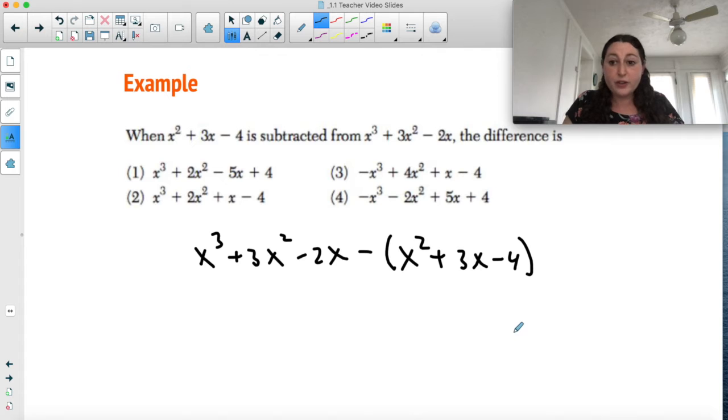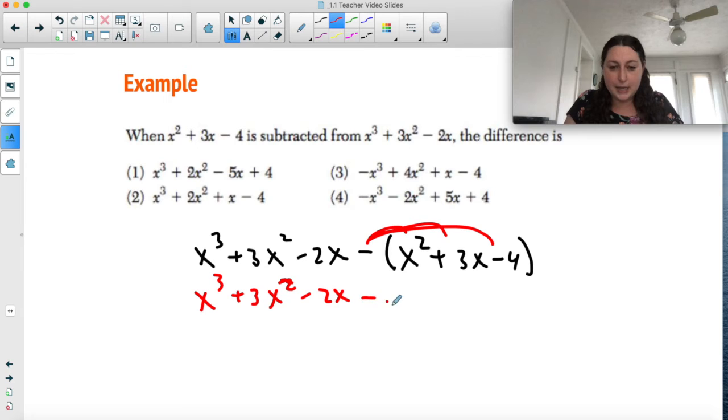Okay, feel free to pause this video, do the problem out, and see if you get it right. Okay, great, you've done your work. Now let's walk it through and see if you got it right. So we've got x cubed plus 3x squared minus 2x, that's a 2. Now I'm going to distribute this minus to each term. So that becomes a negative x squared, a negative 3x, and a positive 4.